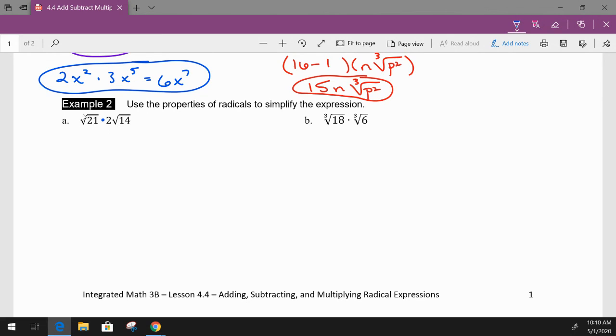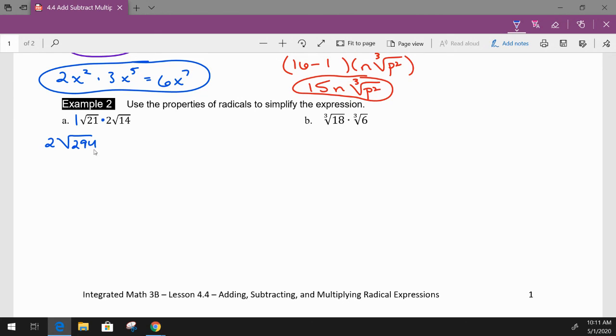Okay, so this is just kind of a review, but here we have a little bit different situation. We have square roots, but we are multiplying. So if we don't have a coefficient, we could put a 1 there. 1 times 2 would just be 2 in front. But as long as these roots are the same, you can multiply them together. So the square root of 21 times the square root of 14 would give us a square root of 294.